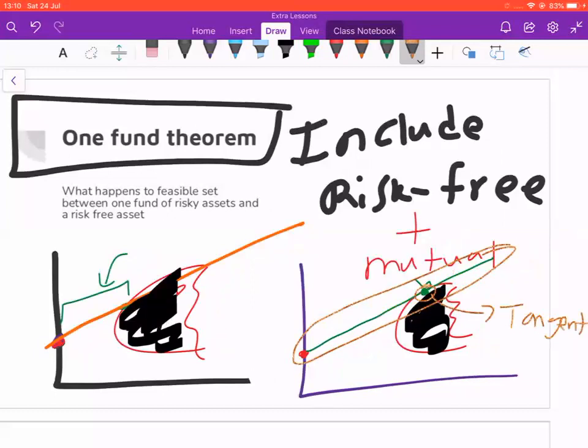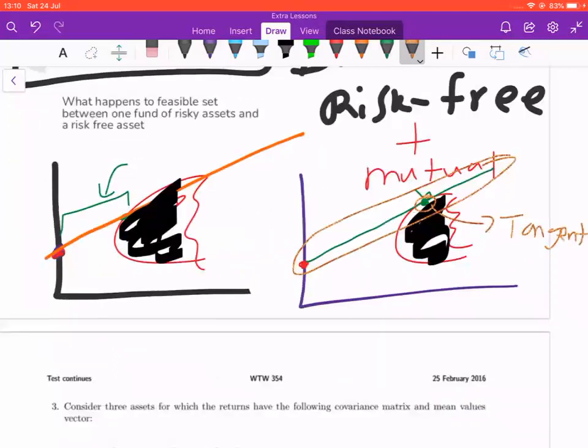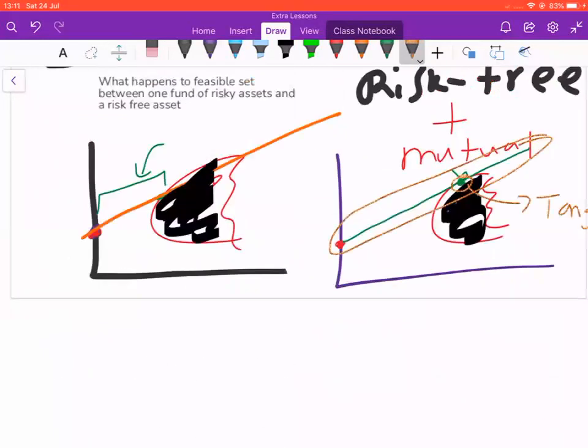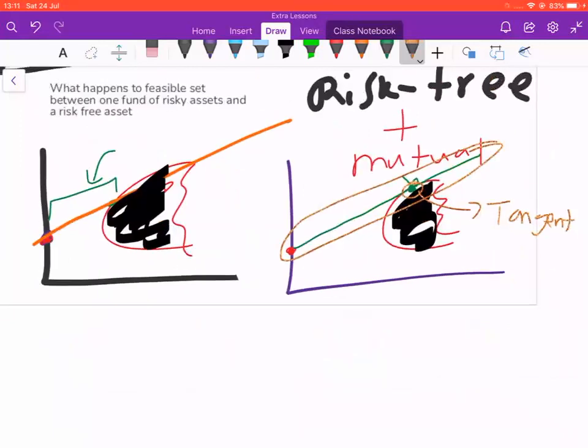So how do you find this tangent portfolio? To prove this takes time, so I'm not going to do the proof, because I don't think they're going to examine it anyway. But if they do, they can take you halfway, and then you can finish it up.